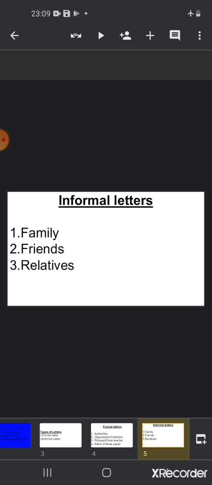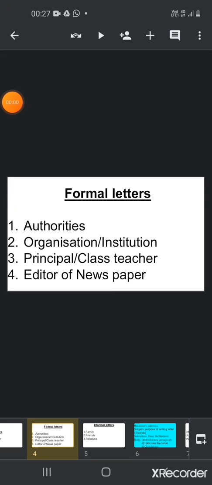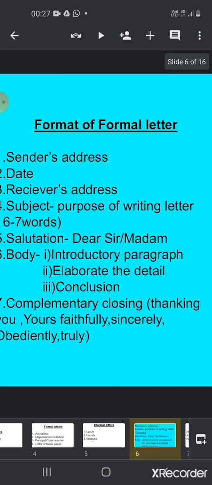As I told you, there are two types of letters, formal letters and informal letters. Formal letters can be written to authorities, to organization or institution, principal or class teacher. It can be written to the editor of a newspaper. Now we will see the format of a formal letter.